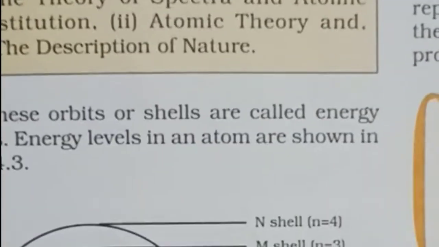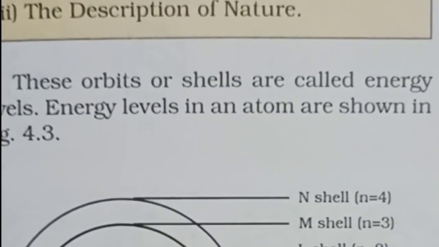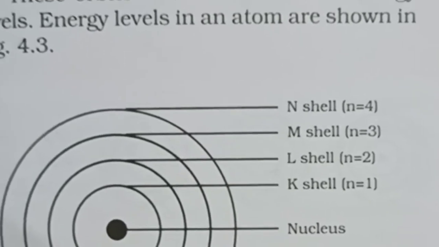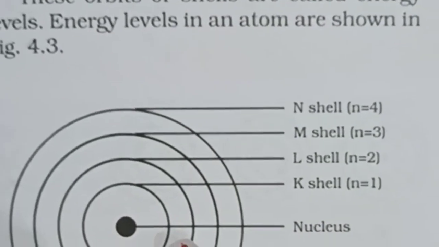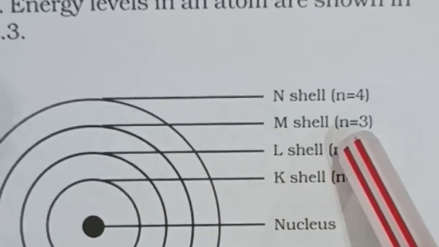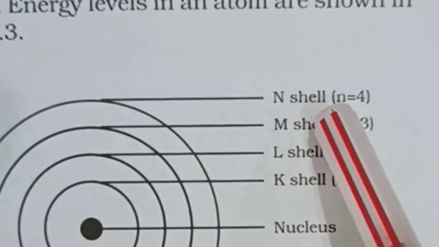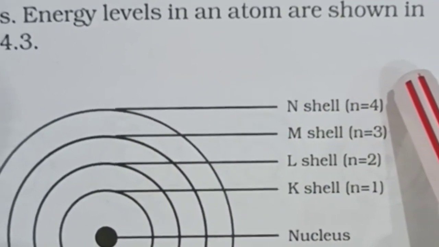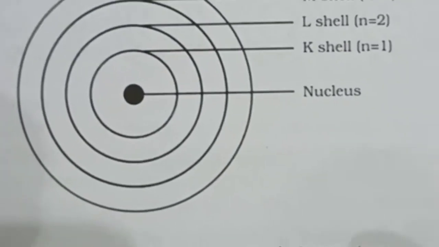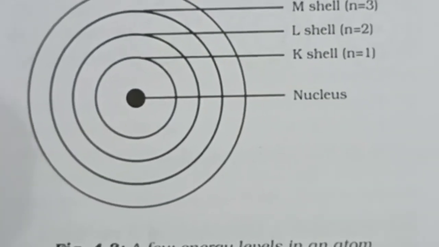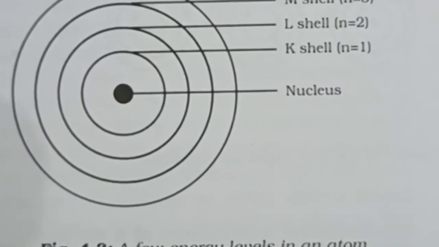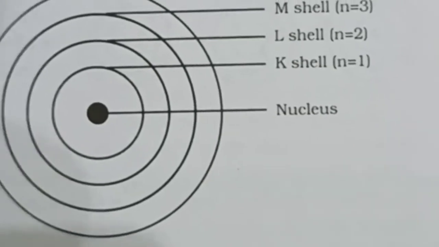And he told that these orbits or shells are called energy levels, and every level in an atom is shown here in this figure. The nucleus, the first one the K shell, next one the L shell, third one the M shell, fourth one the N shell, and so on. He told that these orbits or shells are represented by K, L, M, N or the numbers 1, 2, 3, 4, etc.